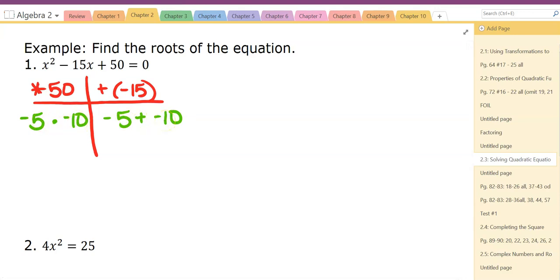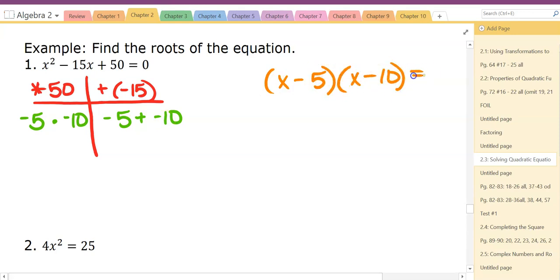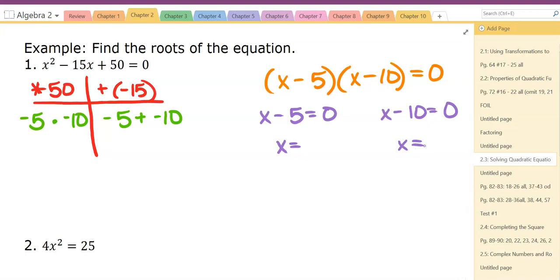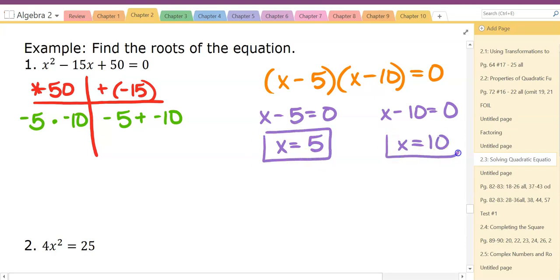So when I factor it, I'm going to do x minus 5, x minus 10. I'm setting them equal to 0 now. So then set them each equal to 0. X minus 5 equals 0, x minus 10 equals 0. What are my two answers going to be? Good. X equals 5, x equals 10.